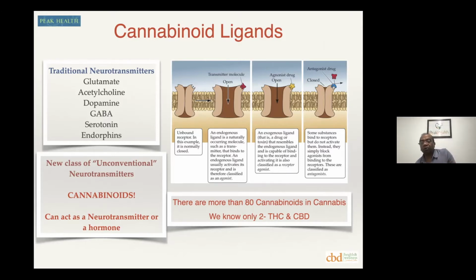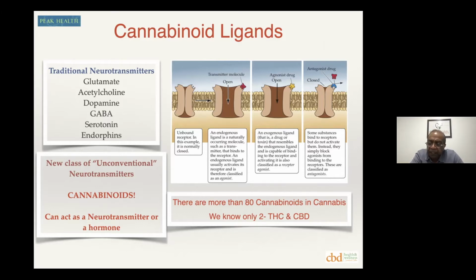Acetylcholine is not a hormone. Acetylcholine is a neurotransmitter that triggers something in that receptor. And in the diagram that I'm showing you, one of the trigger effects from that cell is going to be the production of hormones. So traditional neurotransmitters actually do something to produce hormones. In the case of cannabinoids, they are both a neurotransmitter and a hormone in themselves.